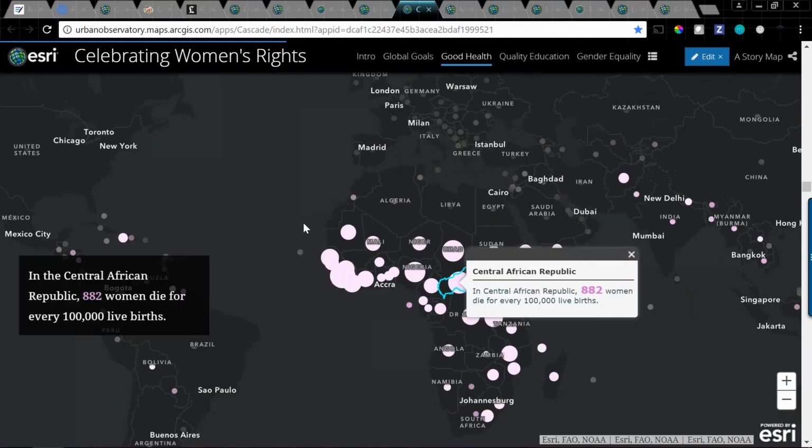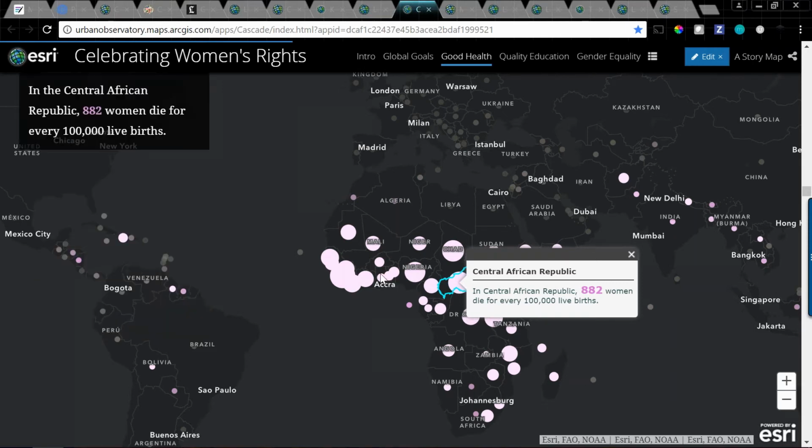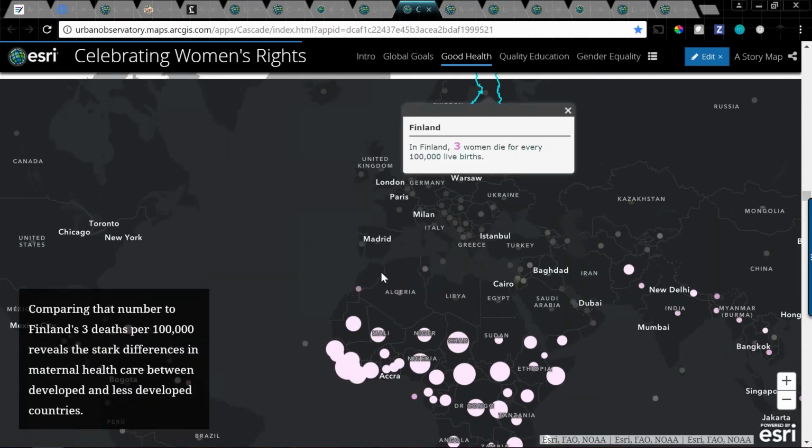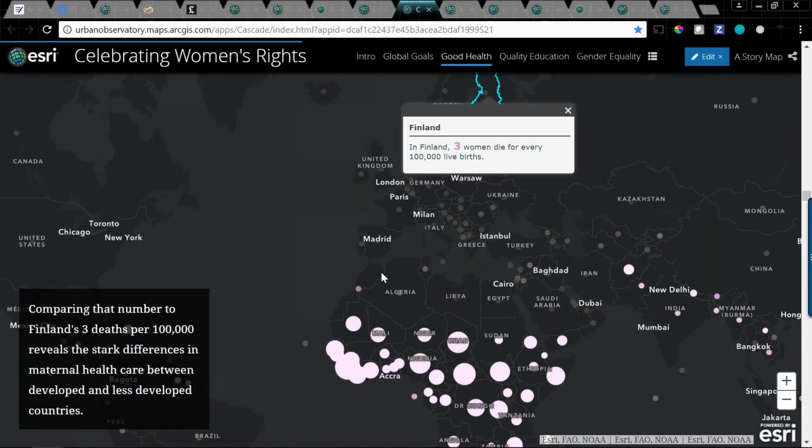For this webinar, I'm just going to show one of the maps in this story map. This one shows the maternal mortality ratio. In the Central African Republic, which is highlighted here, 882 women die for every 100,000 live births. When we compare this to Finland's 3 women for every 100,000 live births, we can really see this stark difference between developing and developed nations.